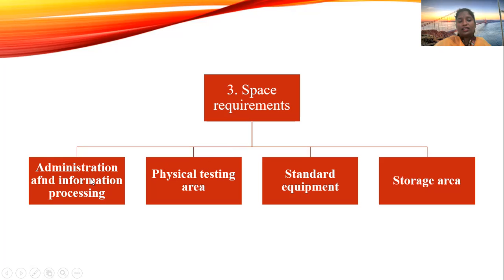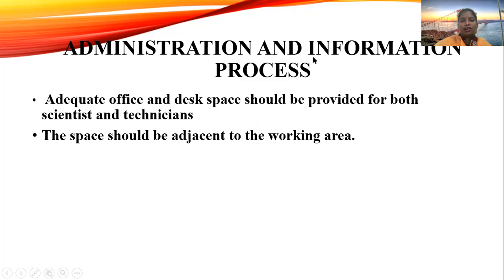In the administration and information area, we will learn what the administration and information process is. In this, adequate office and desk space should be provided for both scientists and technicians. For administration work also, we need some space and desk space. He should report to the higher authorities. How will he report? It should be documented. So we have to provide some space to do this work. For written work, we have to give desk space.